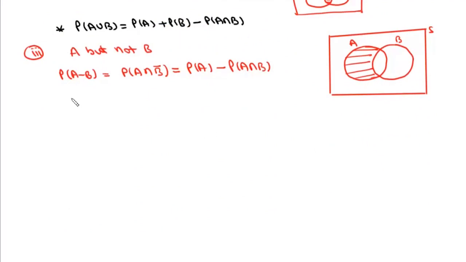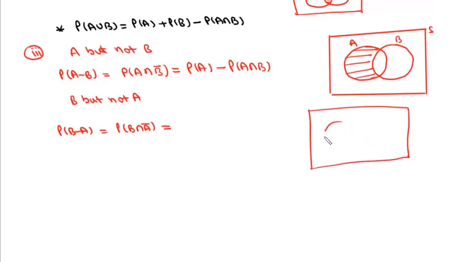Now in the same way we can define B but not A. Now when we say B but not A, it is probability of B minus A, or simply probability of B intersection A naught. That is part of B that doesn't contain A. So we have this Venn diagram, and then we have A and B. Now we need B which doesn't contain A. So basically this region, and this probability is probability of B minus probability of A intersection B.